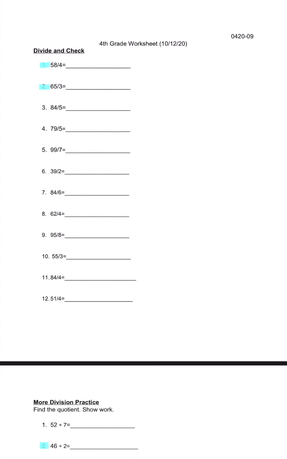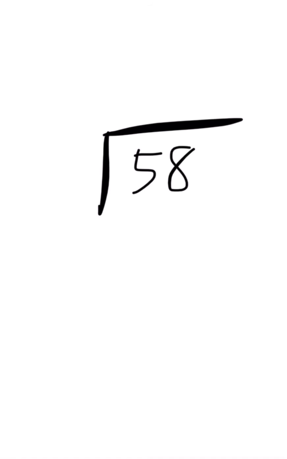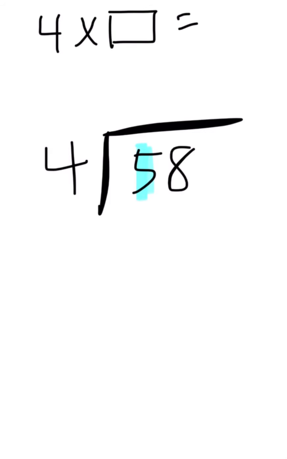So let's go ahead and start with divide and check. I'm going to be doing the highlighted problems, so numbers 1 and 2. Number 1 says 58 divided by 4, so I'll go ahead and do it on the side over here. We're only going to be looking at this first number, and we're going to ask ourselves, how many times does 4 go into 5?